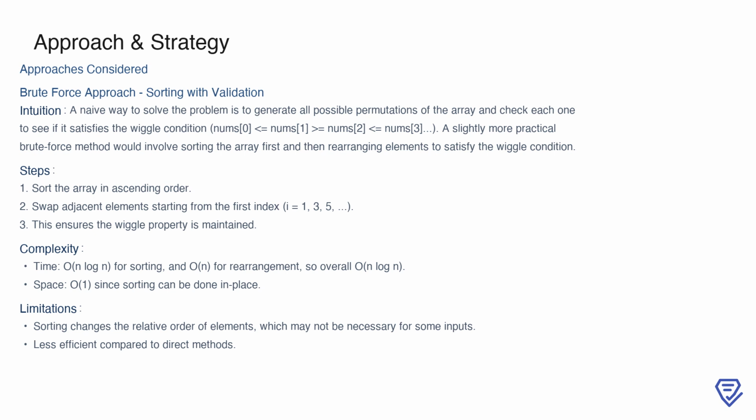However, while this approach is somewhat simpler to implement, it comes with limitations. Sorting the array requires n log n time, and although the rearrangement is linear, the overall complexity remains n log n. Additionally, sorting changes the relative order of elements, which may not be necessary for certain inputs. This makes the brute force approach less efficient and often suboptimal compared to more direct methods.